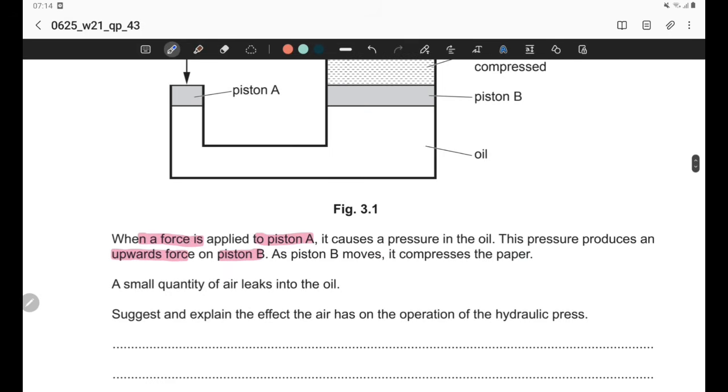Let's continue reading the question. A small quantity of air leaks into the oil. So there is air also present in the oil. Suggest and explain the effect air has on the operation of the hydraulic press.